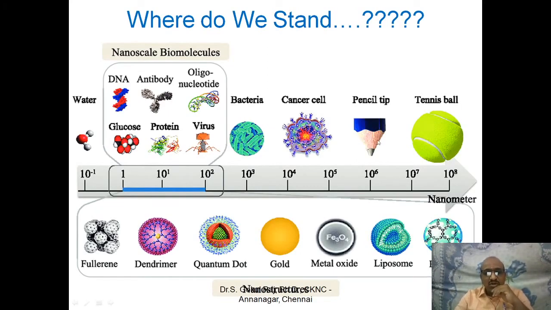You may have a tennis ball, you have a pencil tip. When I go for a pencil tip, it is 100 times smaller when its size is considered. You see, when I keep on decreasing the size in multiples of thousand times, the proteins, virus and glucose, all these molecules I do have in the nano regime. If I consider the comparison of these things, the fullerenes, dendrimers, quantum dots, gold, metal oxide and liposome polymers, all these things are in the nano regime.